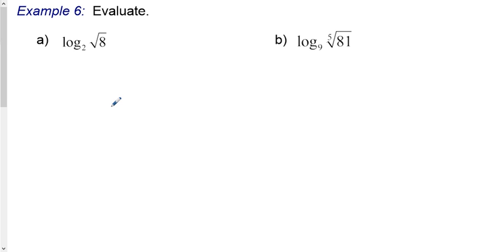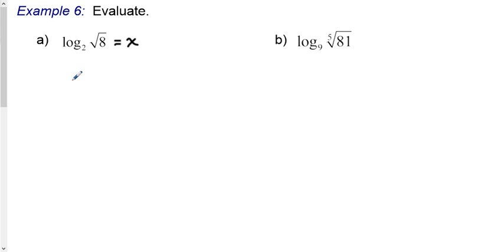In this video, we'll be evaluating logs when the logarithmic function has been applied to a radical. So in example A, I've got log base 2 of root 8. So even though there's a radical in this, it's not going to change my procedure. I'm still going to set this equal to x.